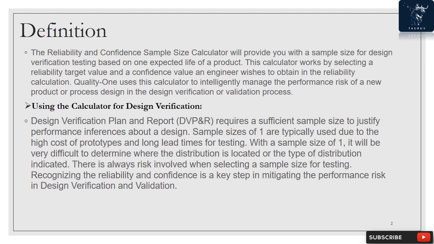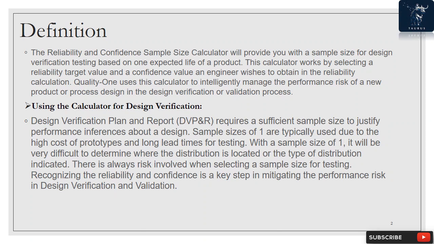Using the calculator for design verification. Design Verification Plan and Report, DVP&R, requires a sufficient sample size to justify performance inferences about a design. Sample sizes of 1 are typically used due to the high cost of prototypes and long lead times for testing. With a sample size of 1, it will be very difficult to determine where the distribution is located or the type of distribution indicated. There is always risk involved when selecting a sample size for testing.